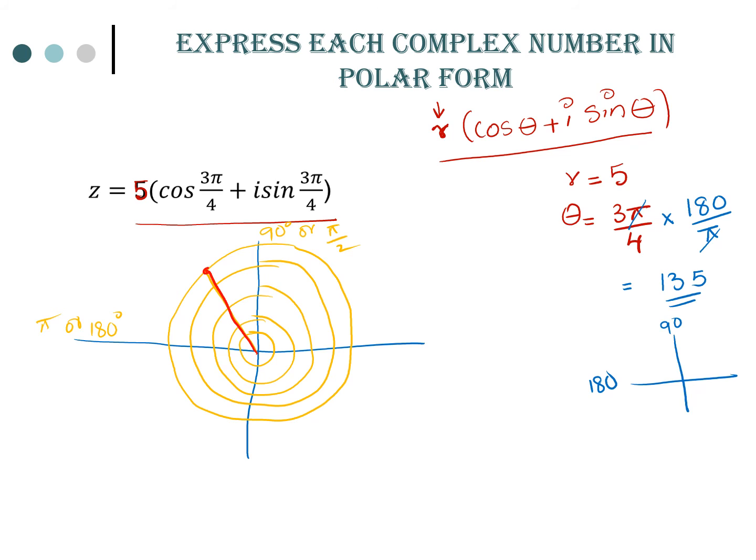It means on the 5th circle, you just make a point and join it with 0, 0, that means with the origin. And here you have the angle, that is 135 degrees or 3 pi by 4. So this is the way we can express our question on the polar grid.